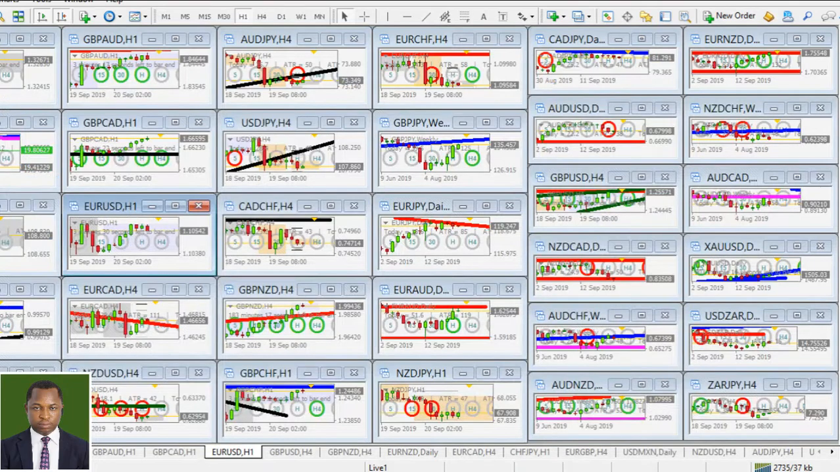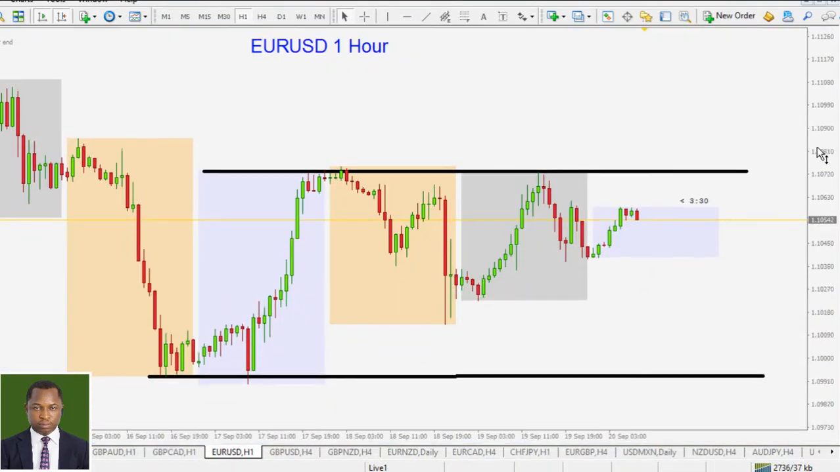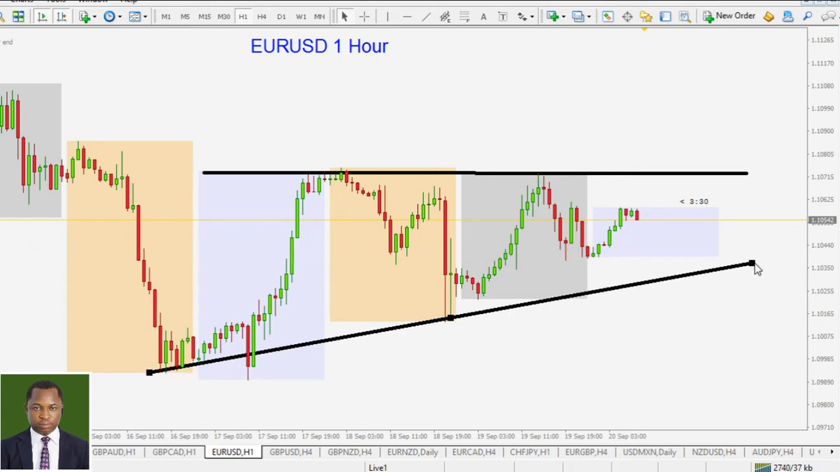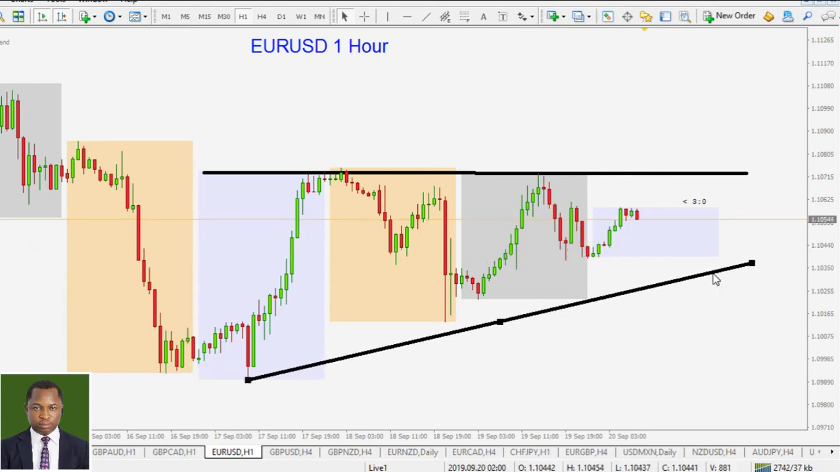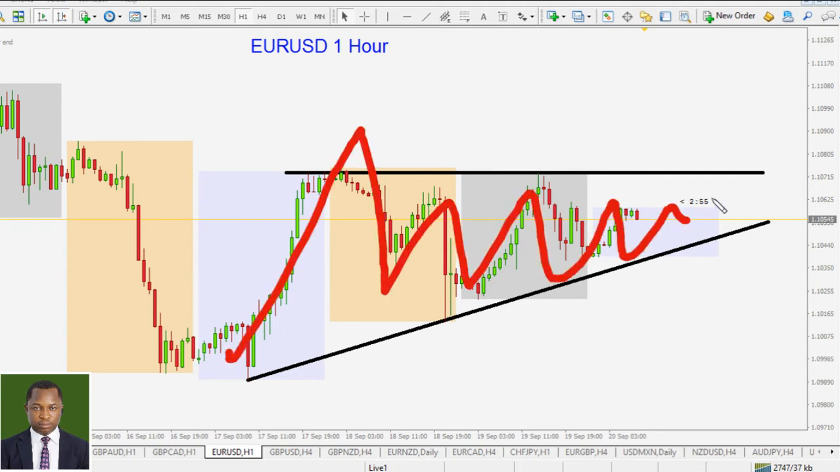All right, let's look into a few pairs. The first one is the euro against the American dollar, and this is the 1 hour time frame. Still non-directional. Price is still moving sideways, but it seems we are now having what looks like a flat top triangle. Let's just keep this level here. We want price to break out of this compression.